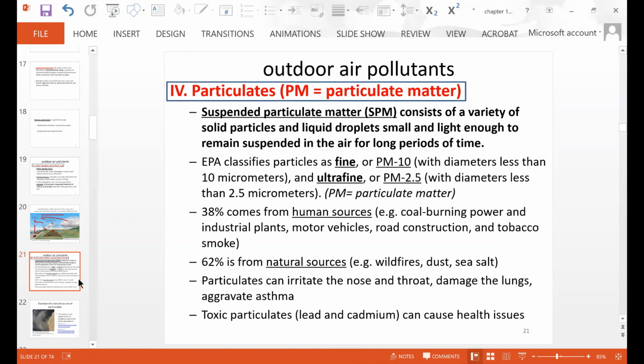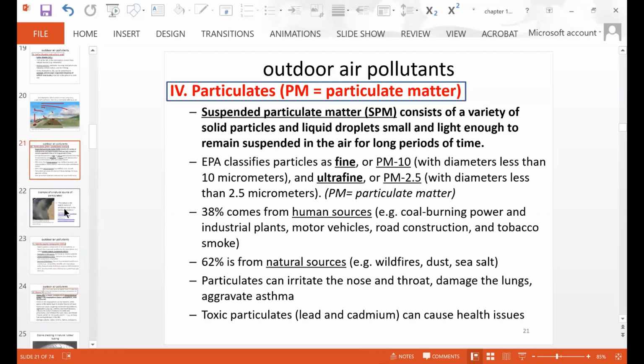38% of particulates come from human sources, for example, coal burning power and industrial plants, motor vehicles, road construction, and tobacco smoke. 62% is from natural sources like wildfires, dust, and the sea salt. Particulates can irritate the nose and throat, damage the lungs, and aggravate asthma. And toxic particulates like lead and cadmium can cause significant health issues.